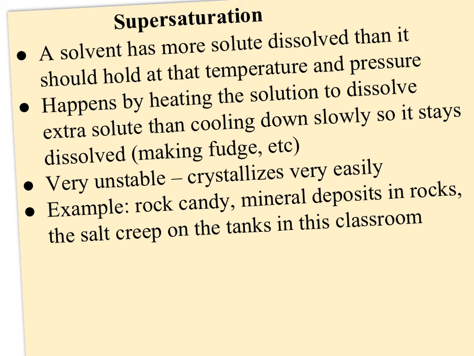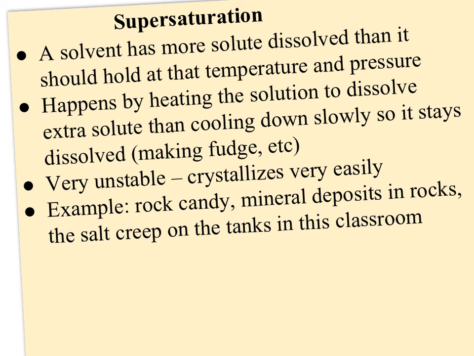The last thing to talk about is this idea of supersaturation. This is when a solvent actually dissolves more solute than it should at that temperature and pressure. Now, a logical question is, then how can that be the maximum if you can dissolve more? Well, it's because you kind of trick the solution into dissolving more. It happens by heating the solution up to a higher temperature and then cooling it back down slowly so it stays dissolved. And this is what you basically are doing when you're making fudge.